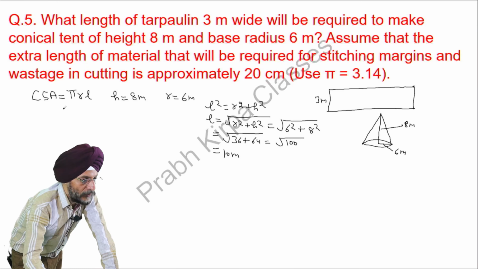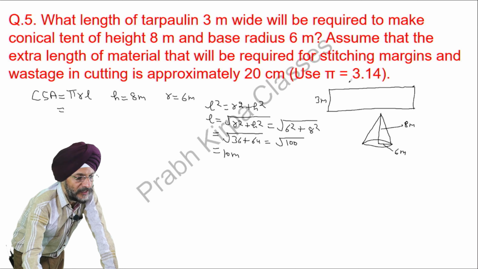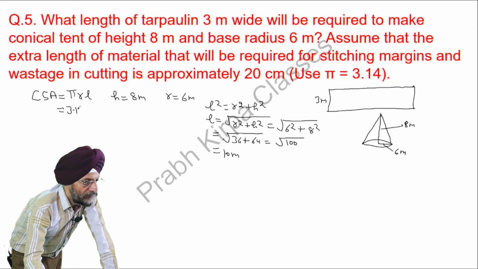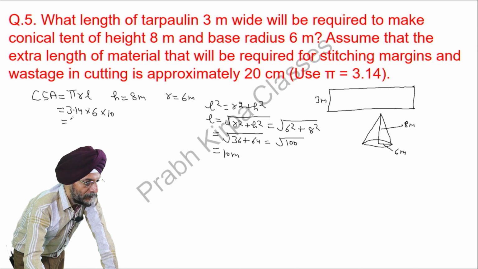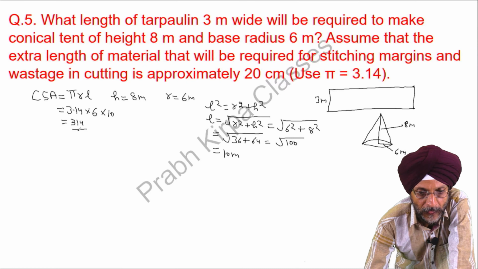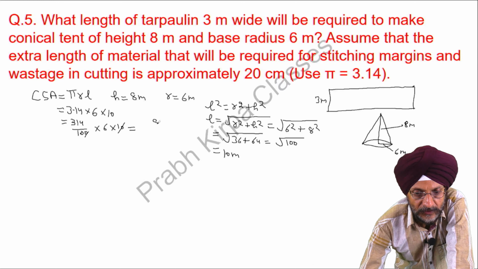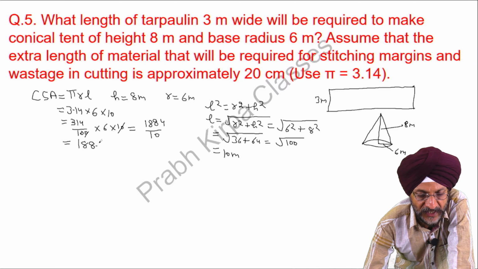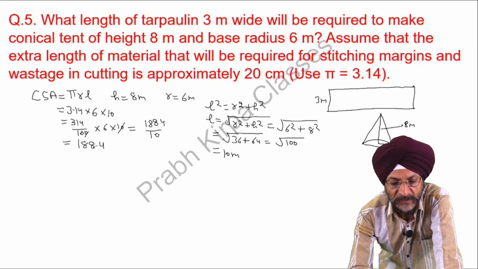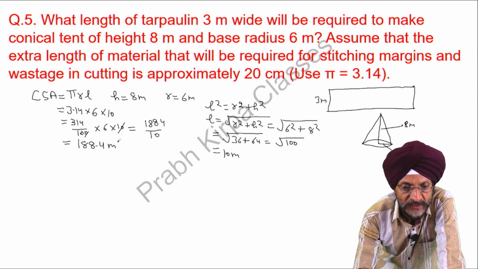So we will here put in the values. What is the value of pi which has been given to us? 3.14. 3.14 into R value 6. What is the value of L? It is 10. So now we have found out the curved surface area of the tent. It is 188.4 square meter.